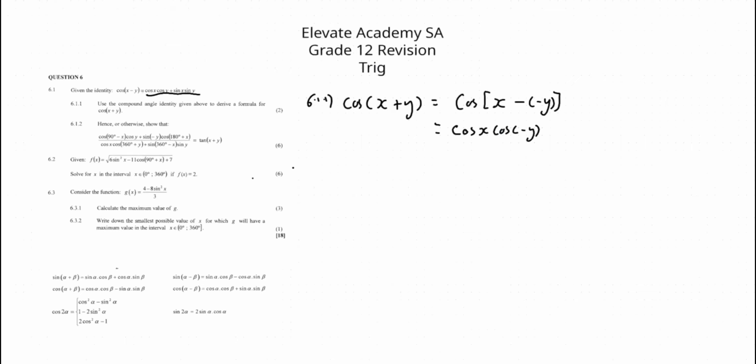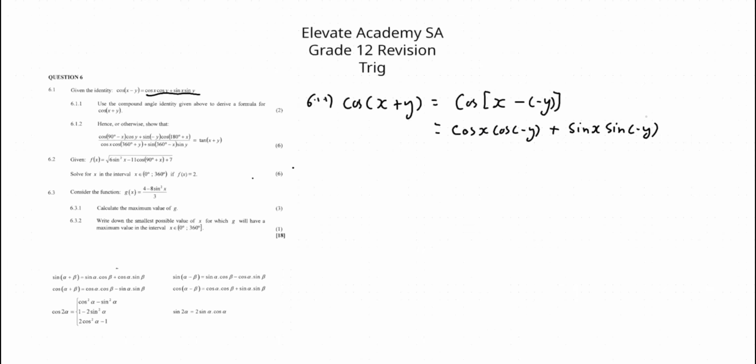Using this exact same thing, we've got cos x and cos minus y. And you see there's a plus in between here, so we're going to put the plus there. And we're going to say sine, using the stuff that's here, sine x, sine minus y.